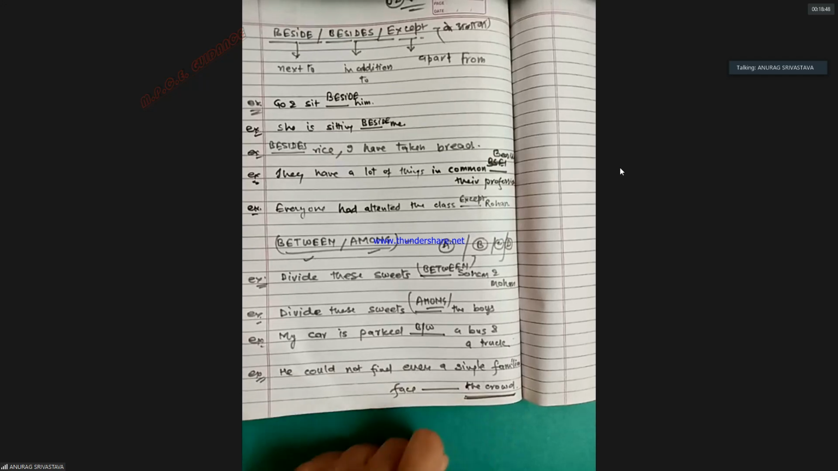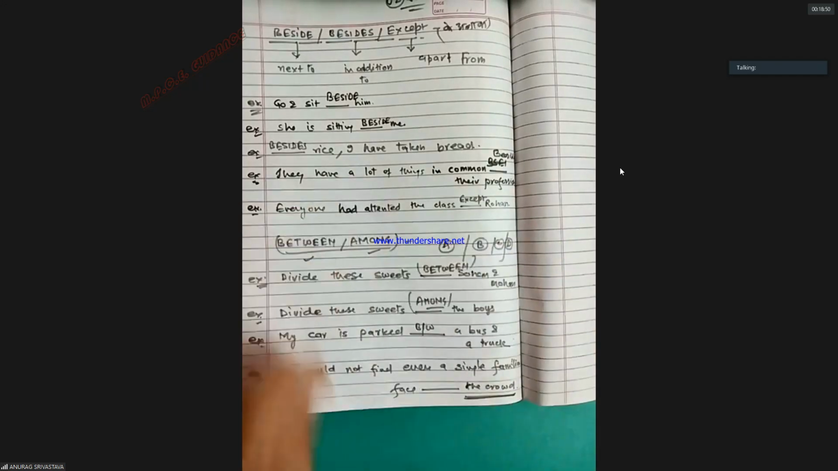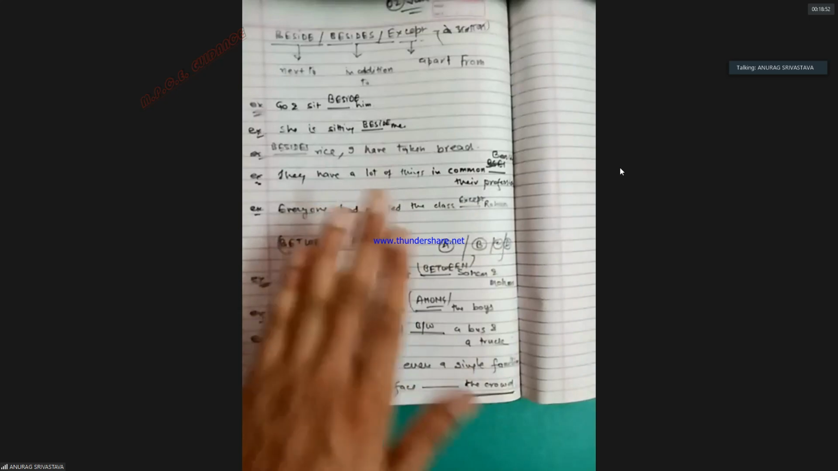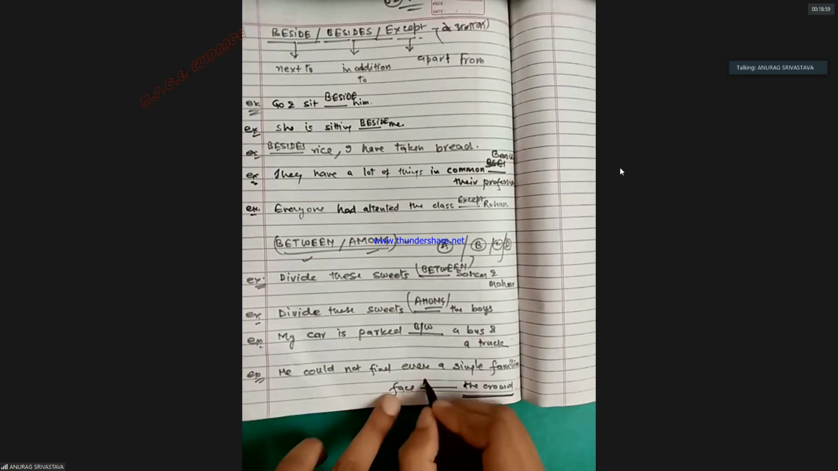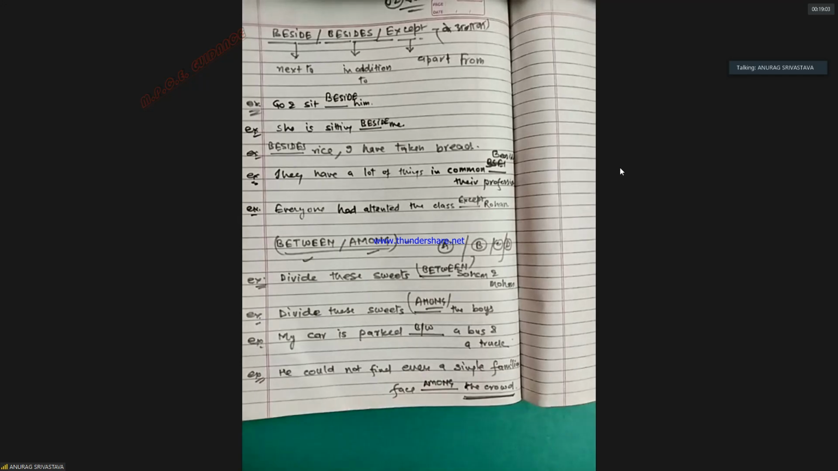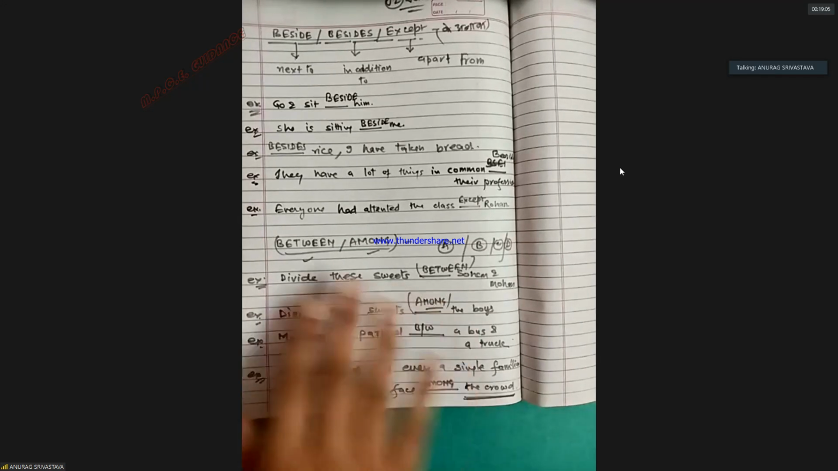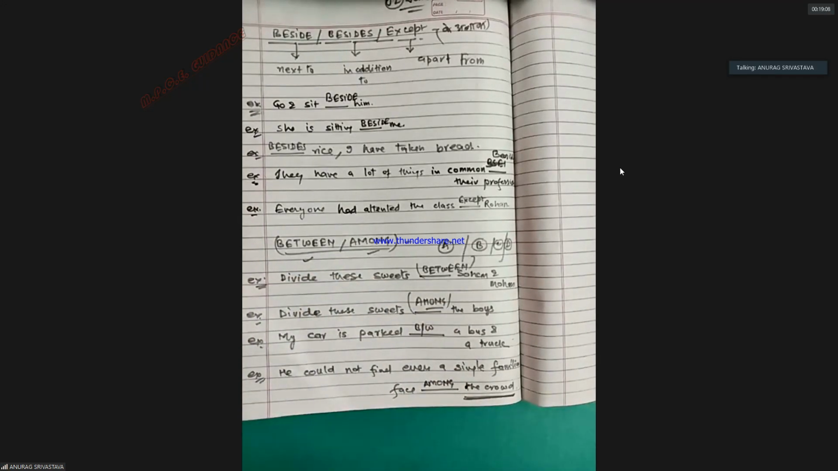So when we have to make a selection out of more than two persons, more than two places, more than two options, then we always use the word among. So which will be placed here, between or among? The answer will be among. Fine. So in this way we can use our prepositions between and among.